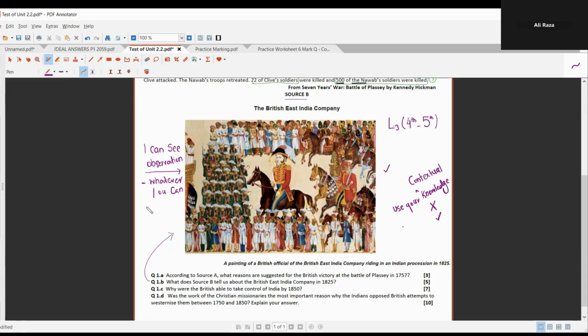Now what is an inference? Zainab just described that in the source you can see the British officer sitting on the horse while the Indians are walking by or passing by on their feet. So what can we infer? You will write, I can infer. Sir, superiority will come in, of the British officers.